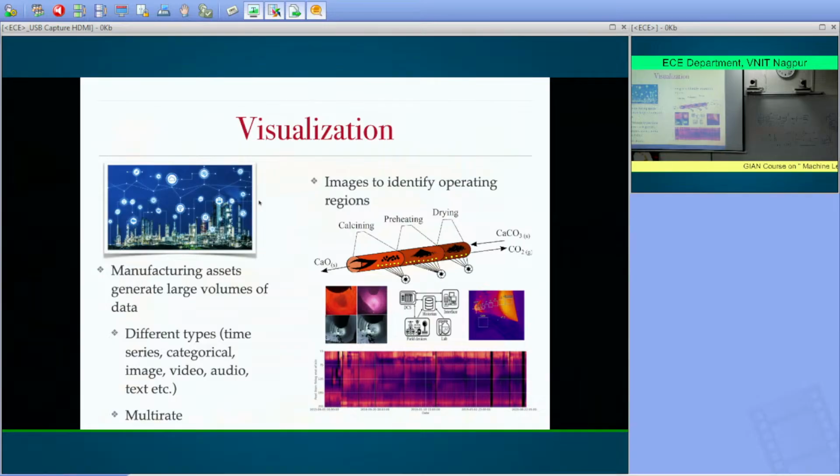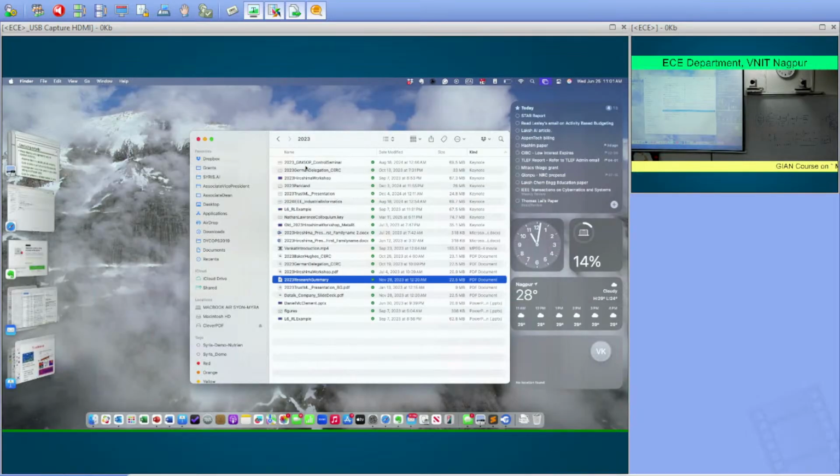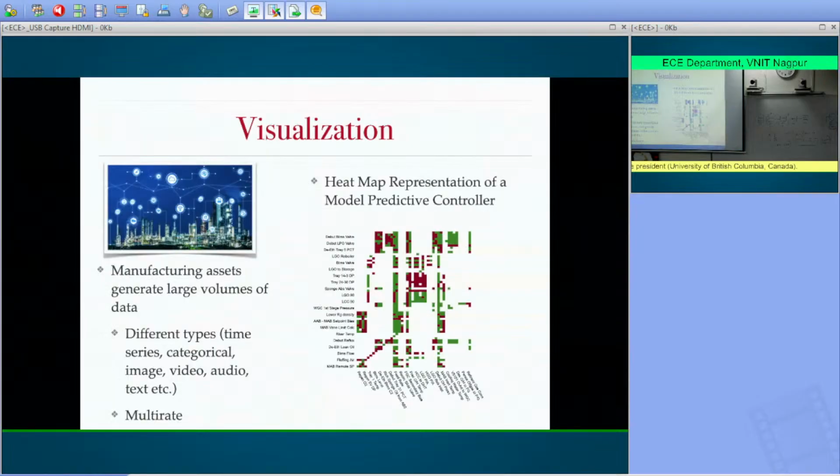I should have another example. Sorry, maybe I pulled the wrong slide. Let's see. This one. Yeah, so this is another interesting example.